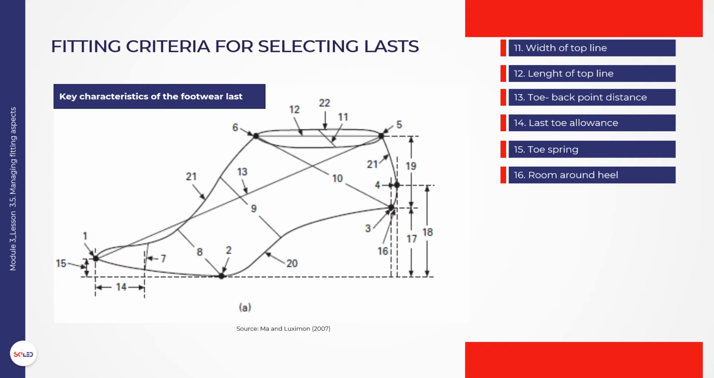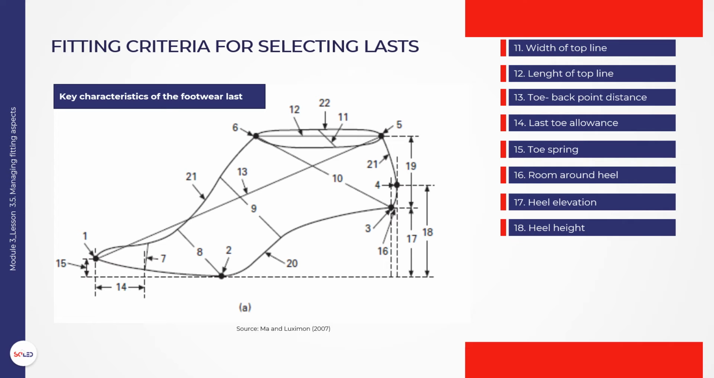16. Room around heel. The projected distance between the back point of shoe last bottom, 3, and the maximum point of the heel curve, 4. 17. Heel elevation, heel height. The vertical distance between the back point of the shoe last bottom, 3, and the ground plane. 18. Heel height. The vertical distance between the maximum point of the heel curve, 4, and the ground plane.